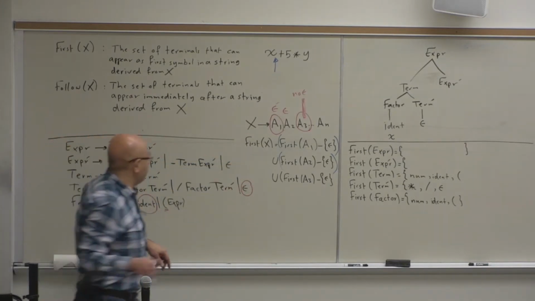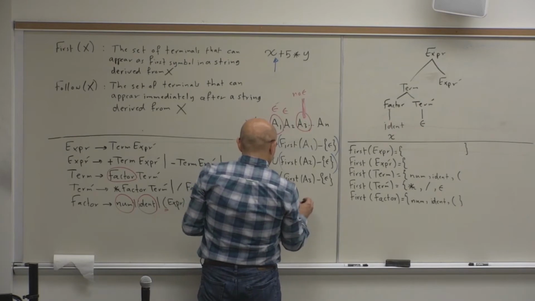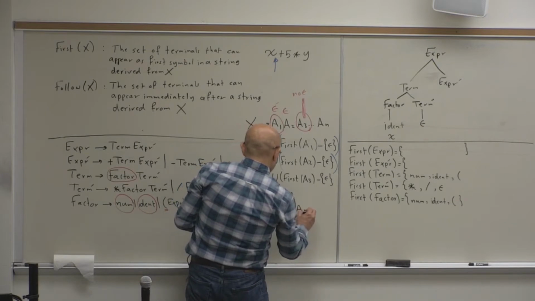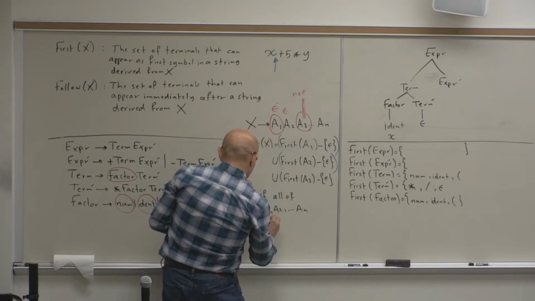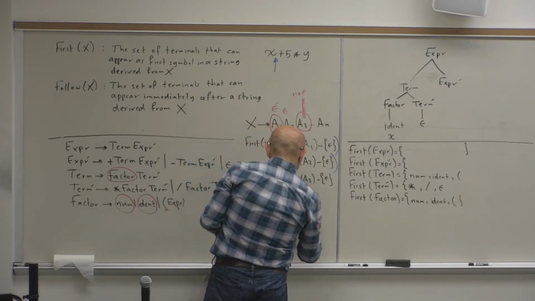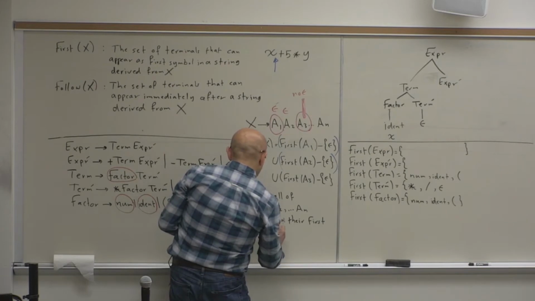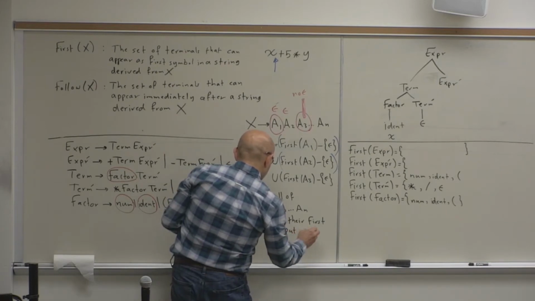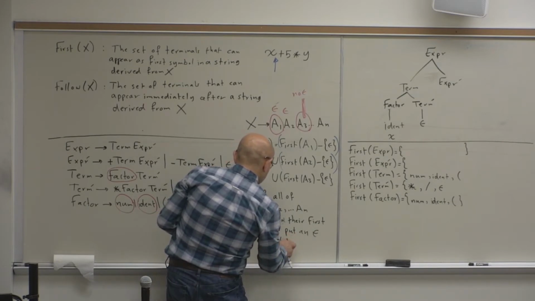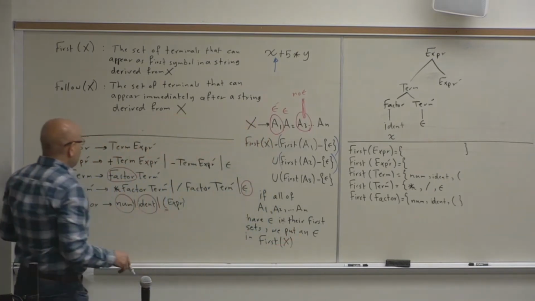Okay? So if all of A1, A2 through AN have epsilon in their first sets, we put an epsilon in first of X. Well, now this is in general.